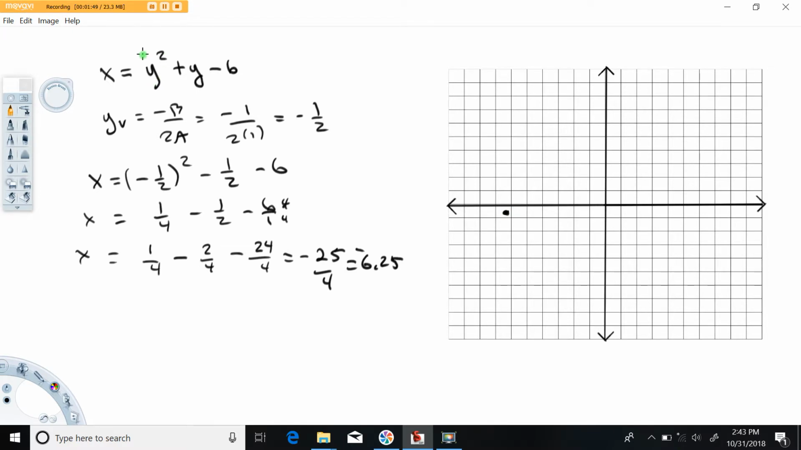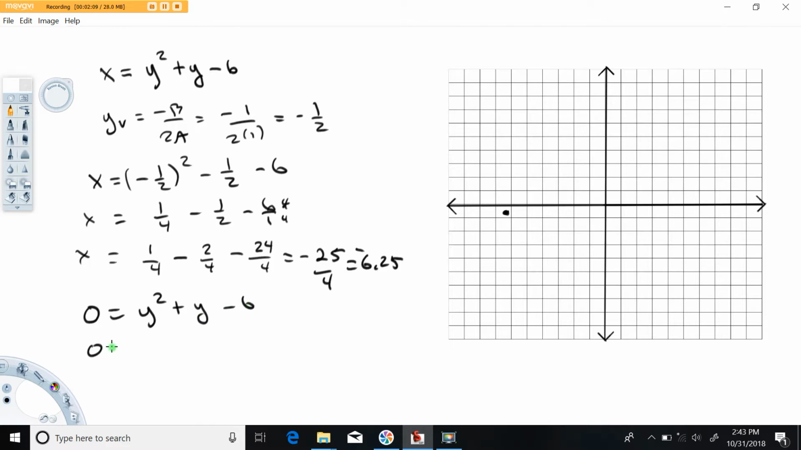Now, by looking at the sign in front of this y squared term, we know that it opens right. So this parabola is going to look something like this. I'll draw the details here after I have the y-intercepts. So we'll take this and use the fact that x is 0 to find those intercepts.